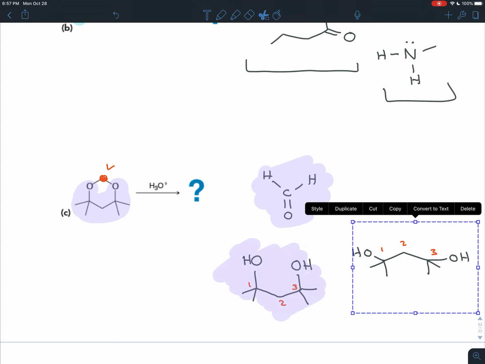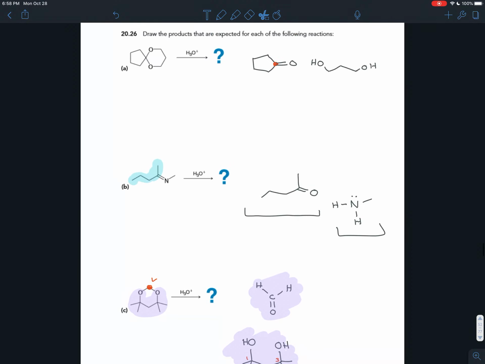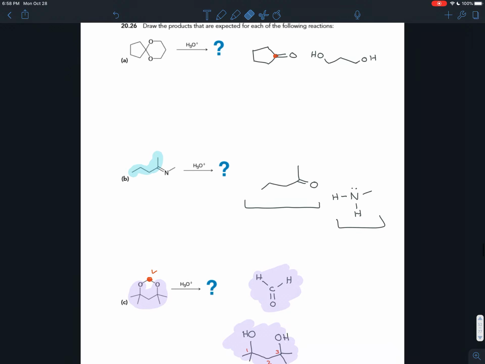So this is just training your eyes to see hidden carbonyls. Whenever you see an acetal, think, I could turn that into a carbonyl. And whenever you see an imine, think, I could turn that into a carbonyl. All I would need in both cases is a little bit of acid.